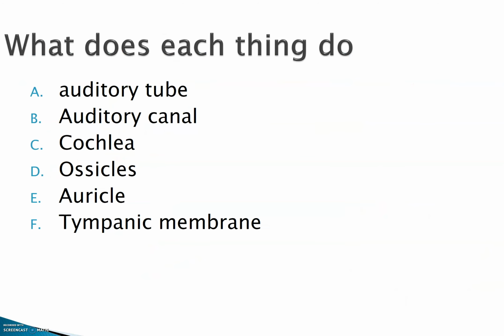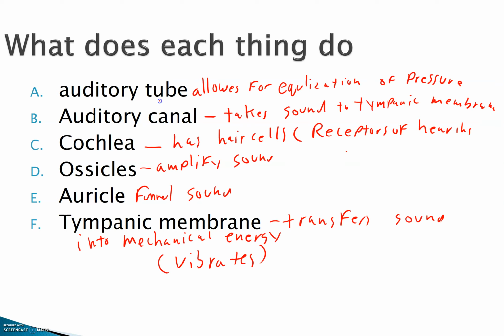We ran out of time on our ear lecture. So real quickly, tell me the functions of these because I'm going to ask you them on the test. Auditory tube is actually another name for the eustachian tube. It allows for equalization of pressure. I hate the word auditory tube. It has nothing to do with sound. I do not know why they changed it.